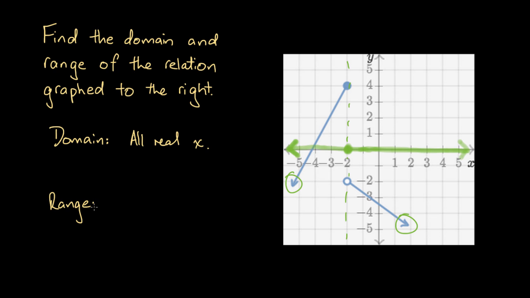Well, the range is a set of all possible output values, or y values. Well, here, all values greater than y equals 4 won't be possible outputs. For instance, let's choose the value y equals 5. If we draw a dotted line along y equals 5, we see that there's no intersection with either of these lines. Consequently, there's no x value we could input into this relation that would output a y value equal to y equals 5.